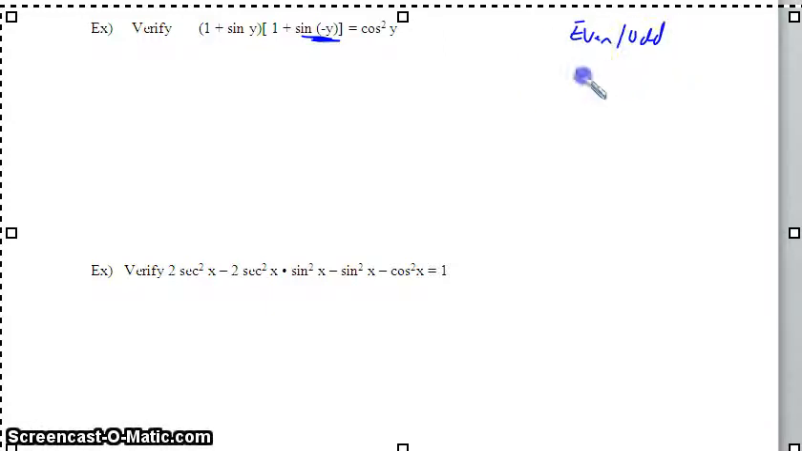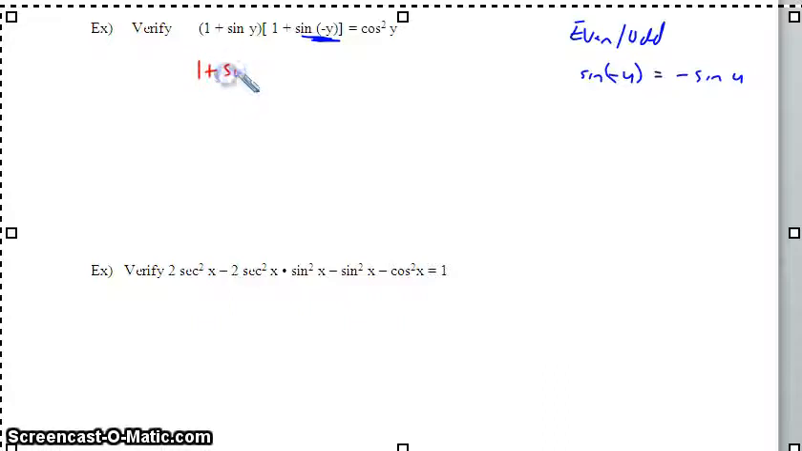There's an identity that says the sine of negative u is equal to the negative sine of u, and yours may not be called even-odd identities. If it's not, look for this identity here on your formula sheet. I'm looking in the first column towards the bottom. So essentially what I can do for my problem is make the substitution: if I have sine of negative y, then that's the same as the negative sine of y. So I'm going to make that substitution first.